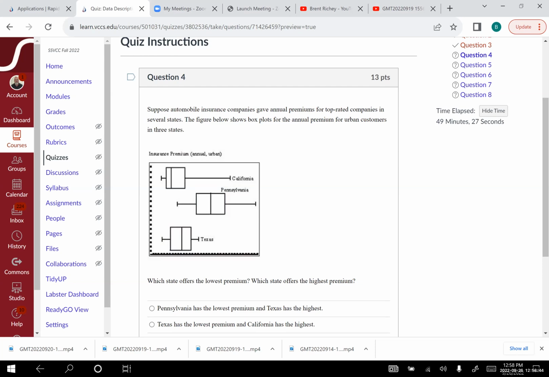I would say California has, well, actually, no, Texas maybe has the lowest, and then Pennsylvania has the highest, maybe. Yeah, Pennsylvania obviously has the highest. We can say that. It does look to me like Texas is the lowest.